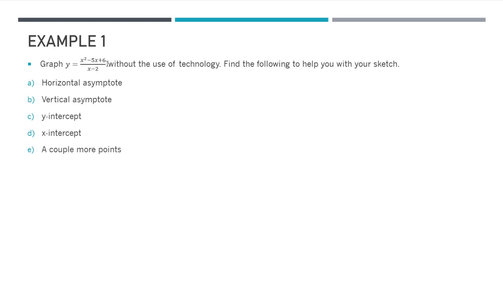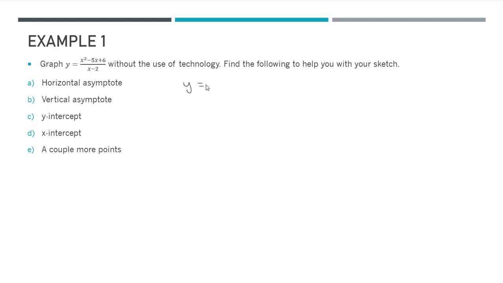Graph y equals x squared minus 5x plus 6 all over x minus 2 without the use of technology. Find the following to help you with your sketch. Now, probably right away you're thinking, so now I got to go and do those oblique asymptotes, which is good if that's what you're thinking, because our numerator degree is greater than our denominator. But we should always check, can we factor this and cancel something out? So let's look at that.